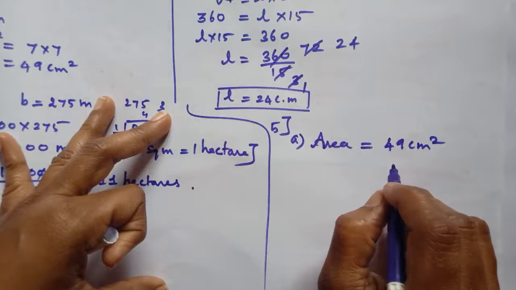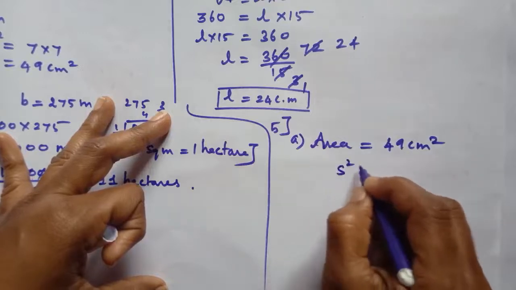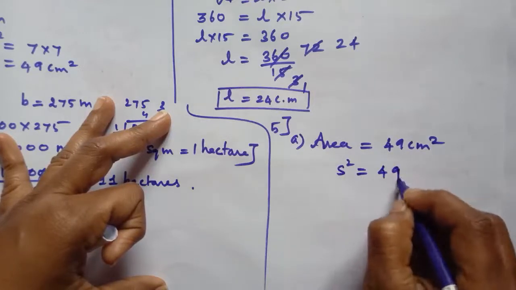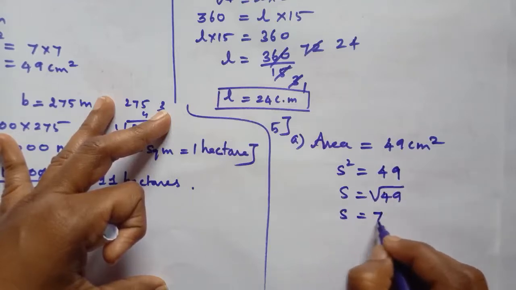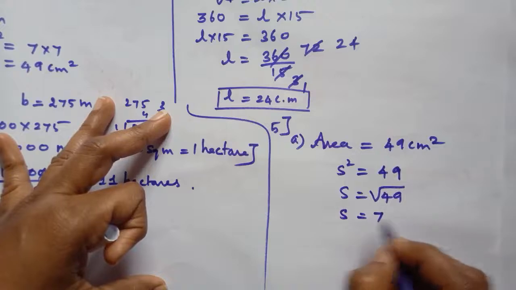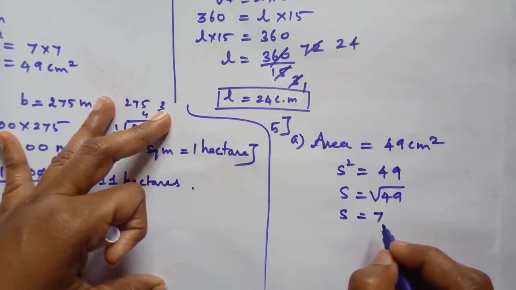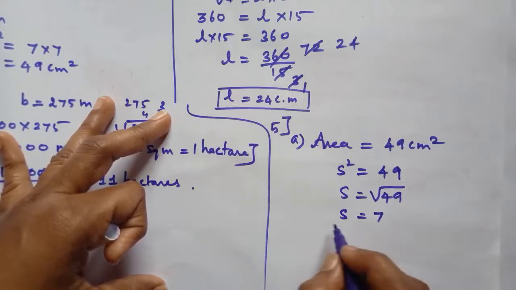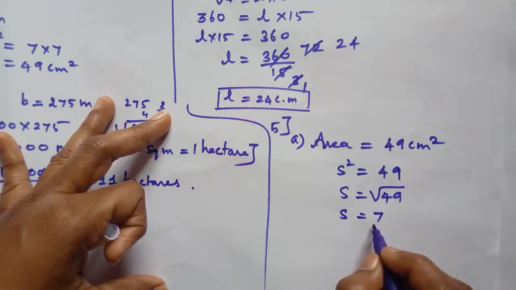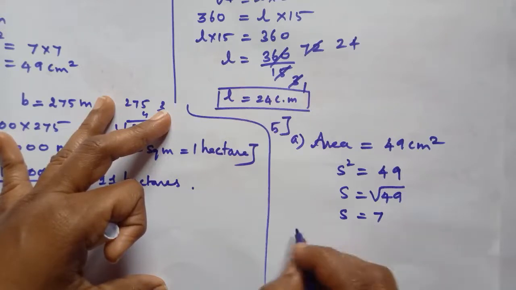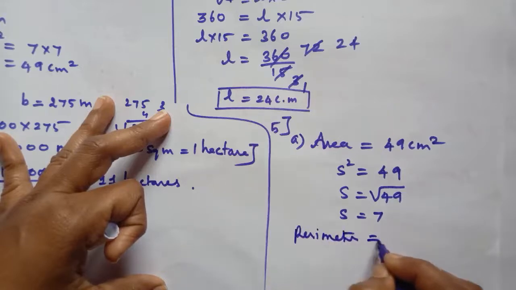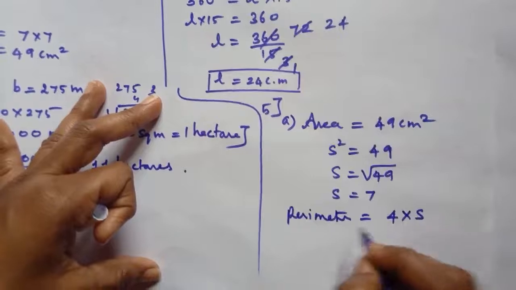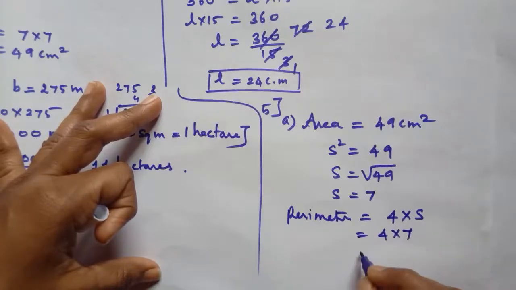How do you find it? First, s square is equal to 49. So s is equal to root of 49. What is that? s is equal to 7, because 7 into 7 is 49. So the side is equal to 7. Then find the perimeter. What is the perimeter formula? Perimeter is equal to 4 into side. So that is equal to 4 into 7, 28 centimeter.